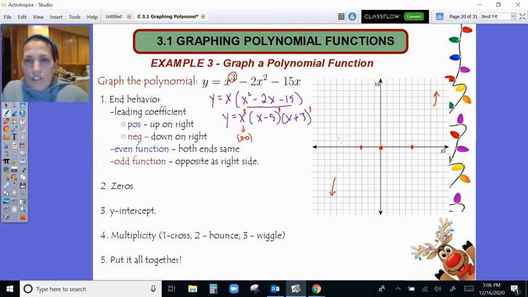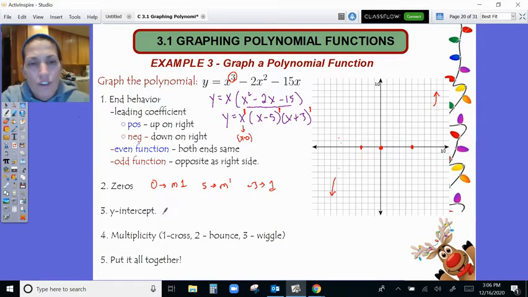Are they crossing? Are they bouncing? Or are they wiggling? Well, in this case, we have a zero at 0, and it has a multiplicity of 1. We have a zero at 5, and it has a multiplicity of 1. And we have a zero at negative 3 with a multiplicity of 1. So they all cross, right?